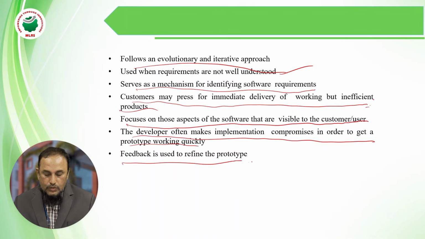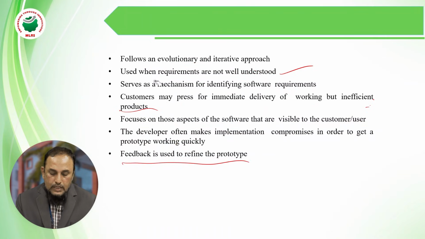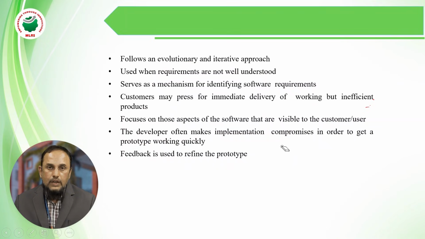Here, the feedback is used to refine the prototype. Generally in this prototype model, the evolutionary model, we take feedback from the customer after the first evolutionary cycle. Suppose the customer is not satisfied, then we have to go for the second iteration in a circular manner. If again the customer is not satisfied, then we go for the third circular iteration. Like this, n number of iterations go on until the final product is completed.